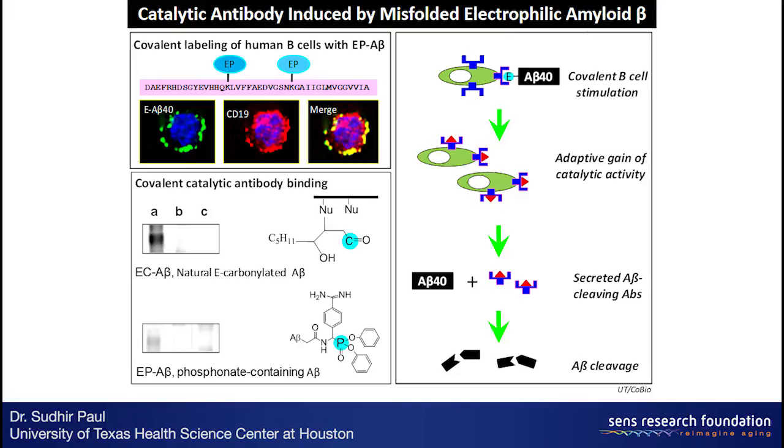Similarly, human lymphocytes shown in green can react with electrophilic A beta peptide. In this case, we have a phosphonate for this model experiment that I am showing you on this slide. And the notion here is that the covalent binding of electrophilic autoantigen can induce an adaptive gain of catalytic activity due to the mutations that occur in the variable domains of the antibodies as the B cells differentiate, eventually resulting in secretion of antibodies that can catalyze the breakdown of amyloid peptide.